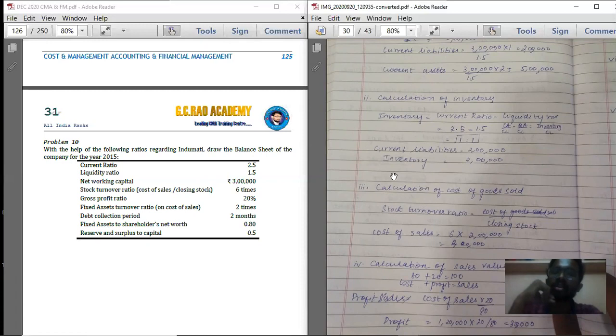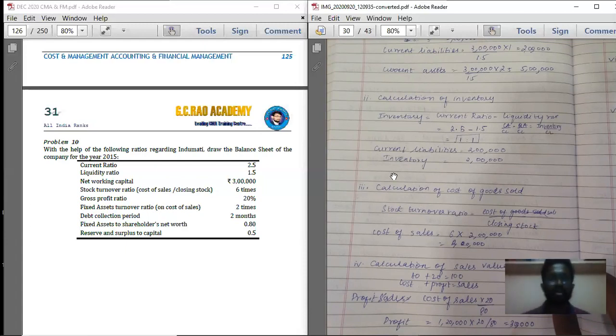Below that, stock turnover ratio is equal to cost of goods sold divided by closing stock. So cost of sales is equal to 6 into 2 lakhs. Simple. Stock turnover ratio is cost of sales divided by closing stock.